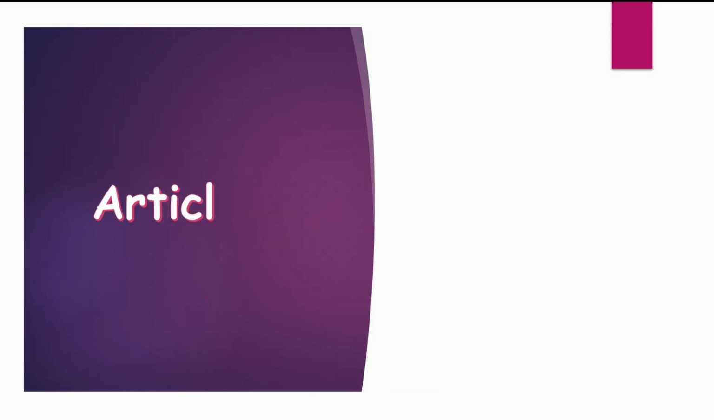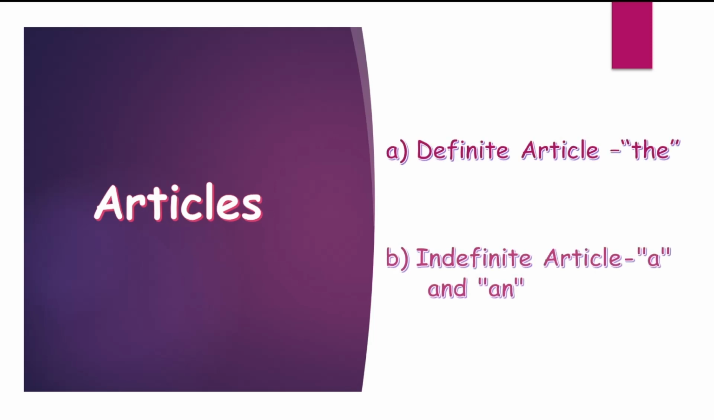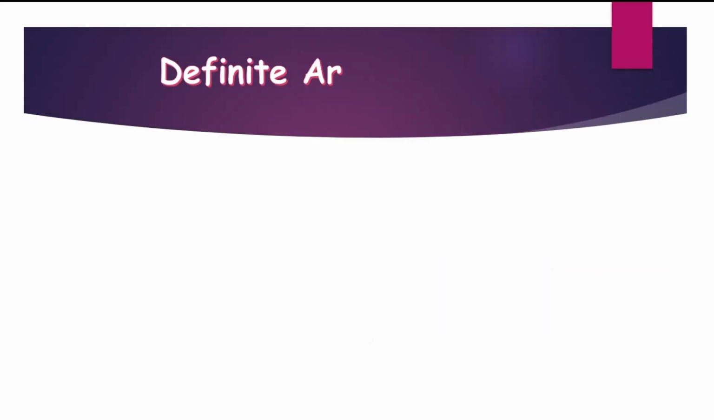The first one is articles. There are two different types of articles. The first one is the definite article, the, and the second one is indefinite articles, a and an. Let's discuss one by one. The first one is definite article, the.